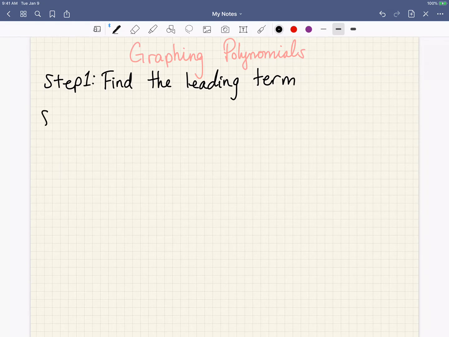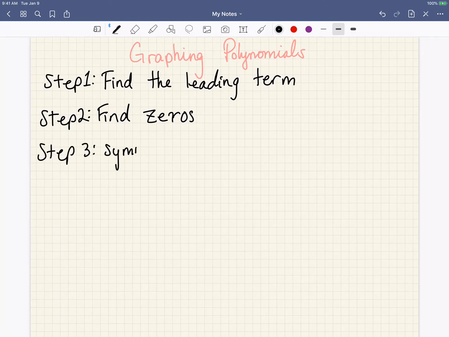Step 1. Step 2, find our zeros. Step 3, symmetry. And then I think that's it. All these steps, they have more to them.